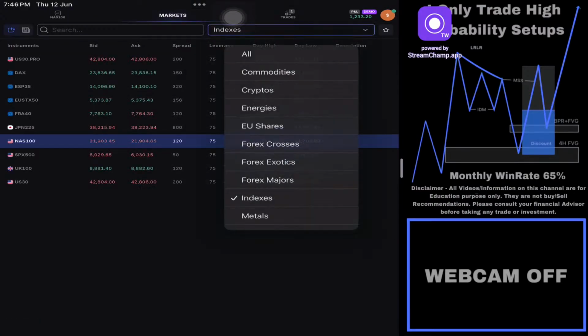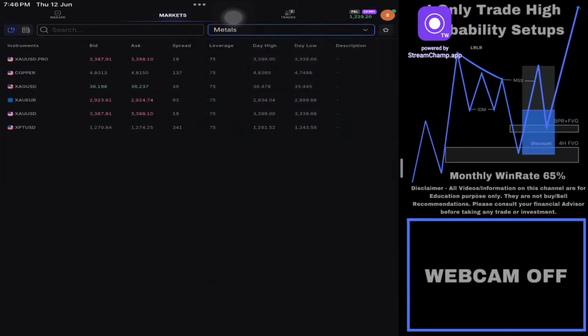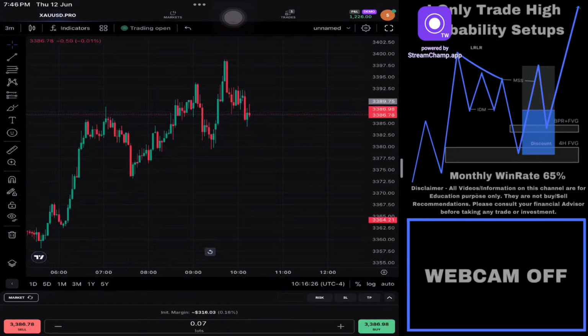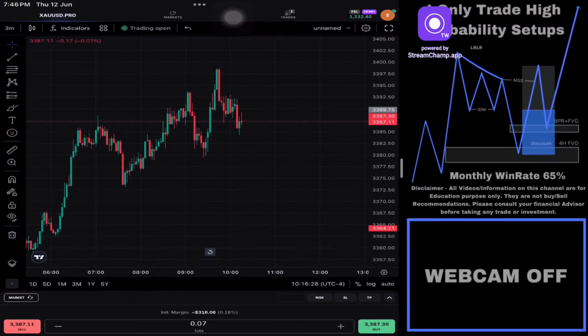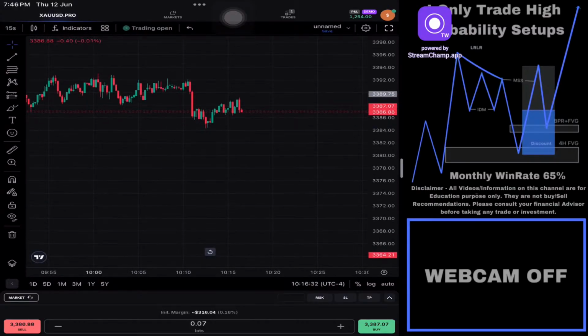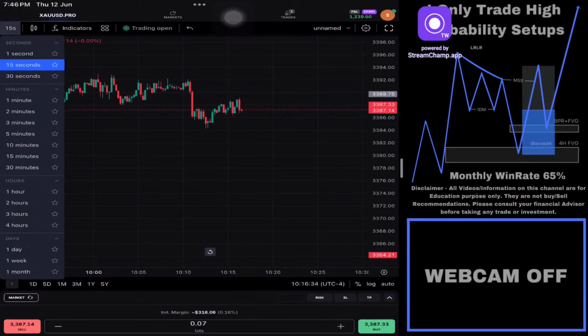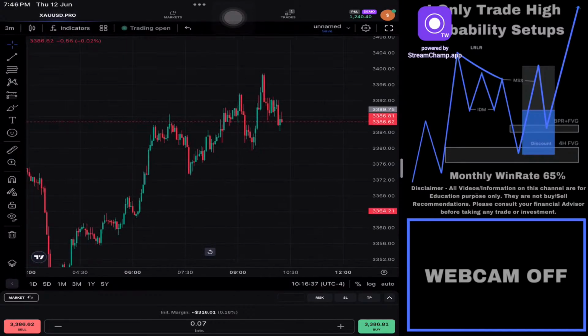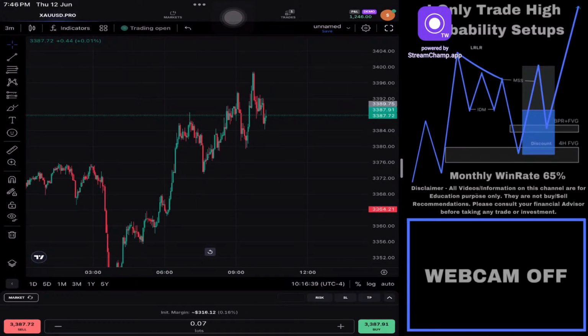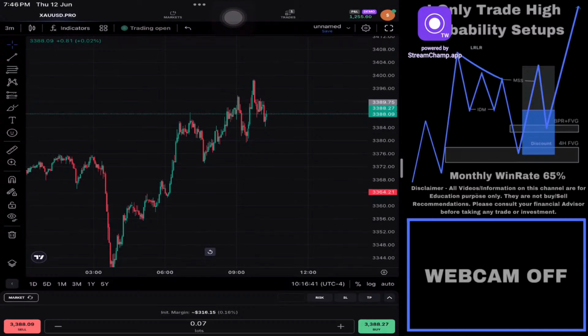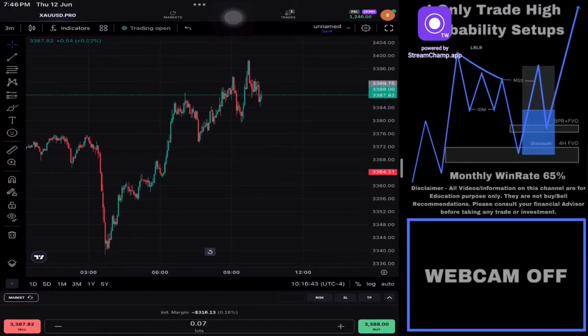What is gold doing? XAUUSD, the gold market. Market is now sideways. Gold is creating a trend line right now. Trend line.